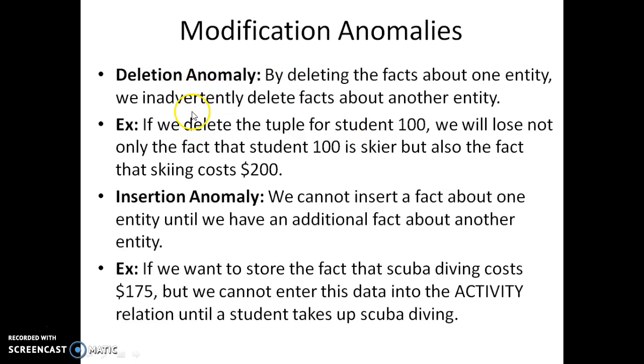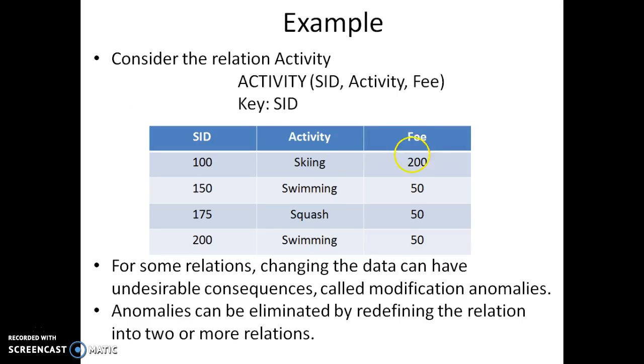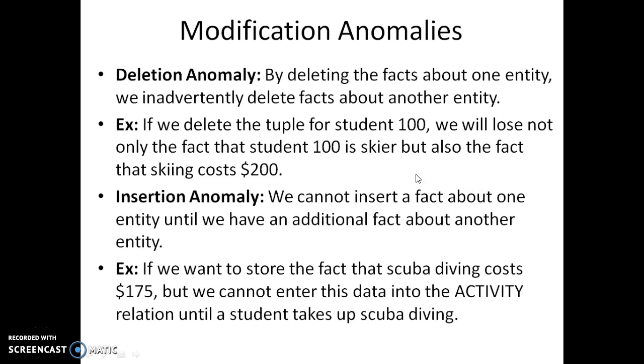The first anomaly is the deletion anomaly. By deleting the facts about one entity, we delete facts about another entity, which is the deletion anomaly. For example, consider that table. If we delete the tuple for student 100, we will lose not only the fact that student 100 is skiing, but also the fact that skiing costs 200 rupees.